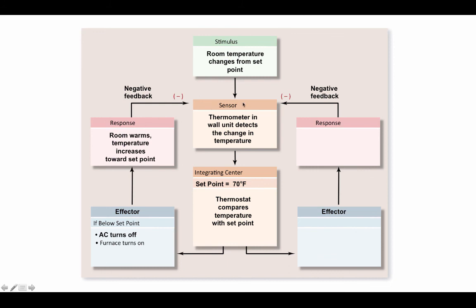The thermometer is going to check it again, compare it with the set temperature, and maybe it's gone too far, it's gotten too warm, now it's above that set point. At that point, the air conditioning is going to turn on, the furnace is going to turn off, the room is going to cool down and decrease toward that set point, and it's going to keep going through these different negative feedback loops to keep the temperature in the room exactly where you want it to be. So this is a very typical homeostatic mechanism to keep conditions within the cell right at their optimum.